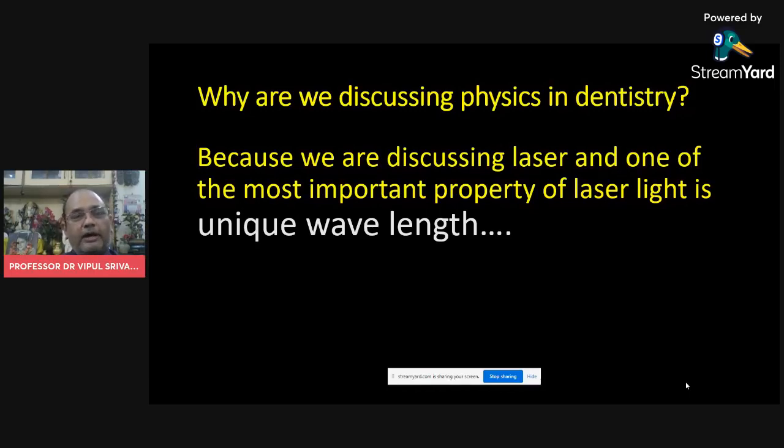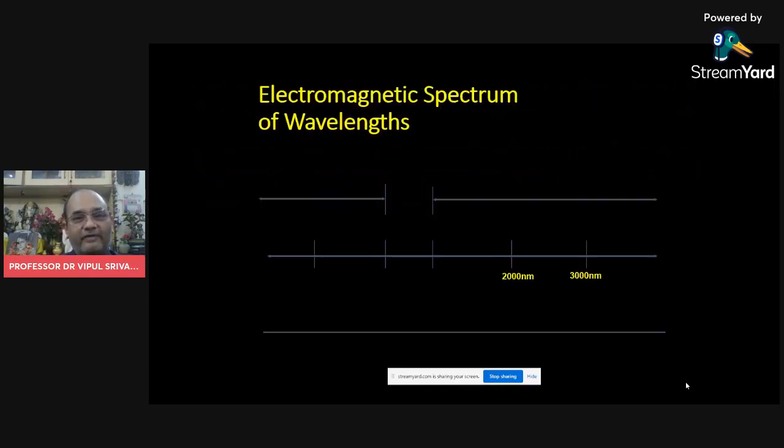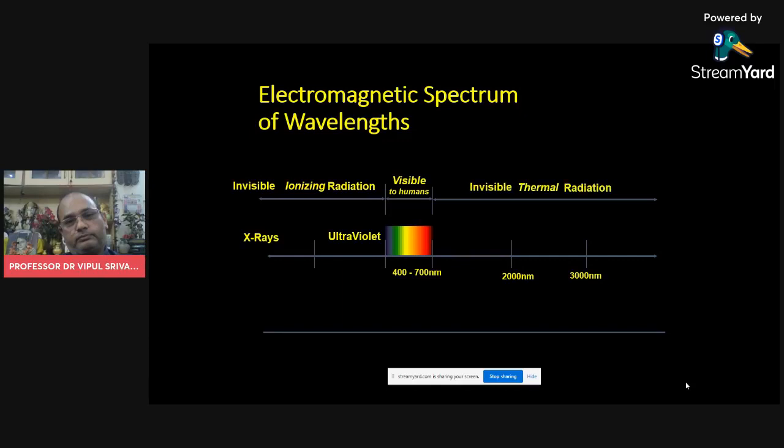Now you need to know, I hope you all can remember, the laser light is peculiar. They have a unique wavelength. So before that, let's discuss a little bit in detail about the electromagnetic spectrum of wavelength. So there are invisible, ionizing radiations, visible to humans, invisible infrared, and far infrared.